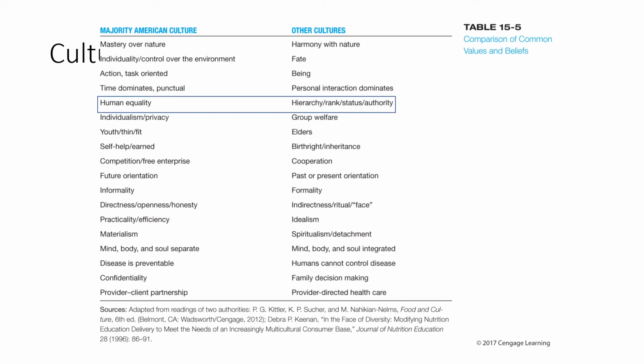Just for instance, the majority American culture believes in human equality, but in other cultures there may be hierarchy, rank, status, authority. So there are some cultures where you're not allowed to talk to the wife without the husband being there. So if you want to do a nutrition education program in a community, and you want to do it only with the women, in a community where there is hierarchy and the man has to be present, you will have to make sure that you get permission from the husbands so that the women can also participate in this.